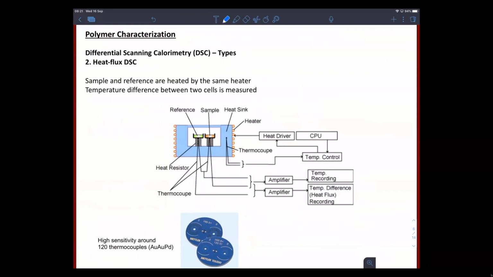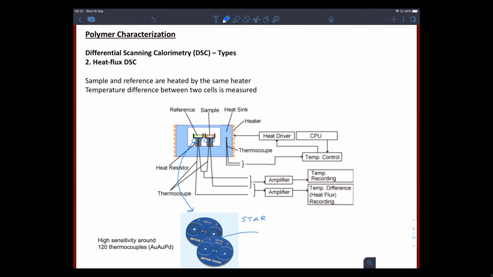So then we have our other type of differential scanning calorimetry called heat flux DSC. Now, in this case, the sample and the reference are heated by the same heater, so they're in the same chamber. And the temperature difference between the two cells is measured. I'm not going to go through the breakdown of those things. But the most important thing is that our sensors will sit underneath here. These are our sensors. In fact, this sensor here is called a star sensor.